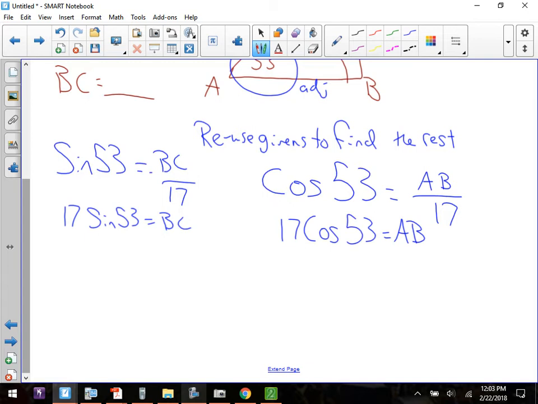Okay. So if I do that, I type that in. 17 sine 53, 17 cosine 53. For the sine, I'm getting 13.58. So for BC, I'm getting 13.58, and then 10.23 for AB.